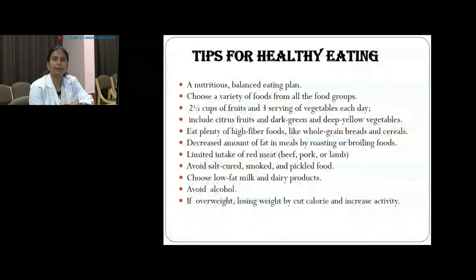Avoid salt, curd, smoked and pickled food. Choose low-fat milk and dairy products. Avoid alcohol. If overweight, losing weight by cutting calories and increasing activity will help in managing diabetes.